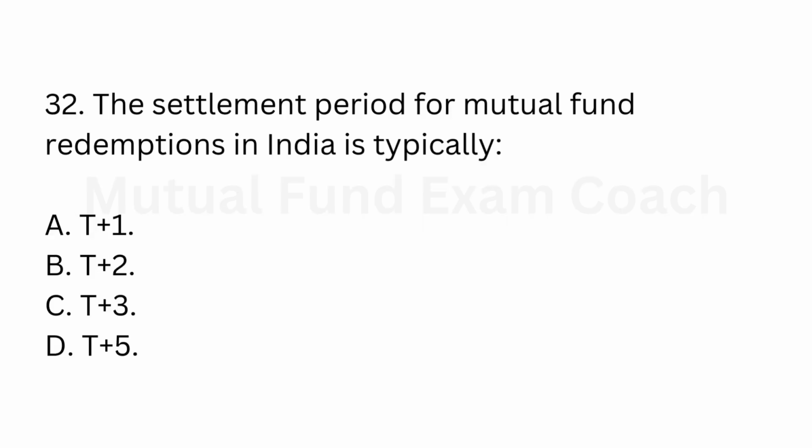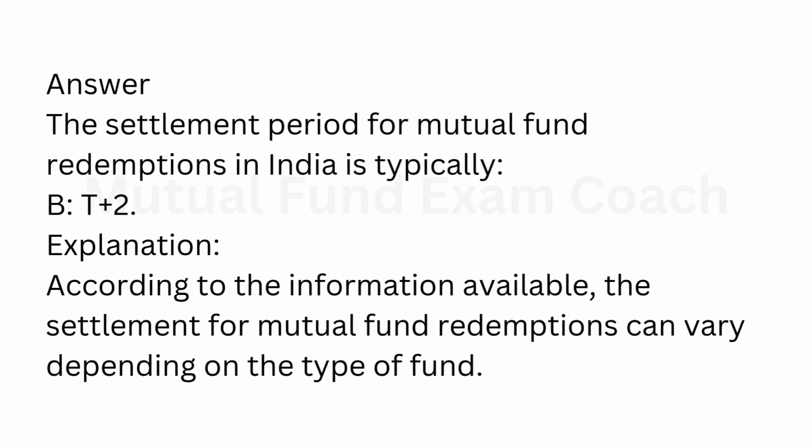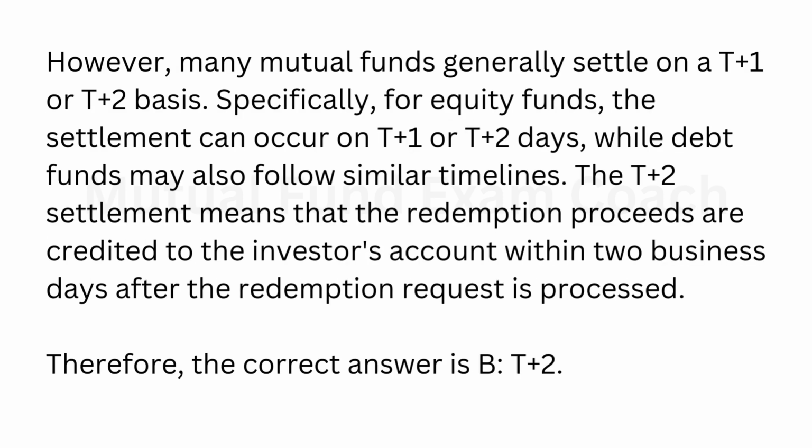32. The settlement period for mutual fund redemptions in India is typically A. D+1. B. D+2. C. D+3. D. D+5. Answer. The settlement period for mutual fund redemptions in India is typically B. D+2. Explanation. According to the information available, the settlement for mutual fund redemptions can vary depending on the type of fund. However, many mutual funds generally settle on a D+1 or D+2 basis.